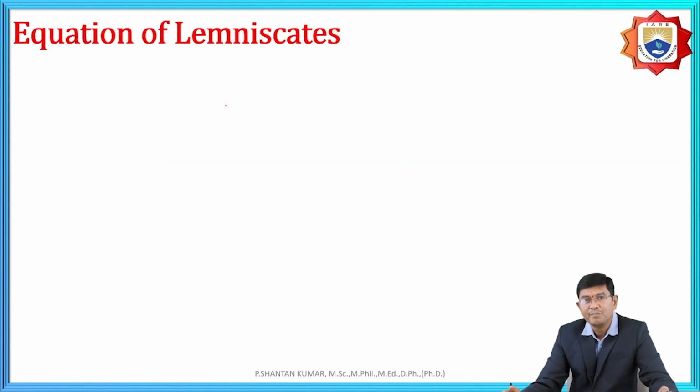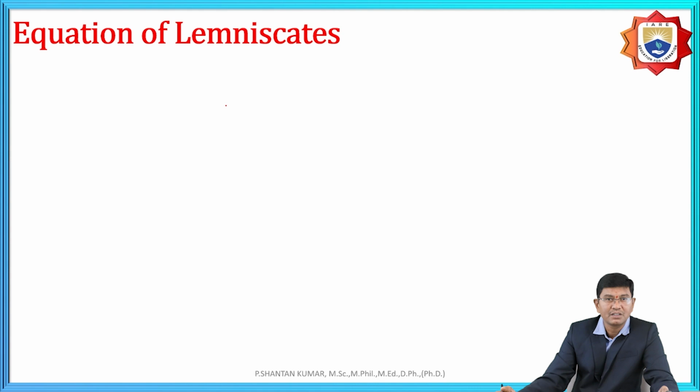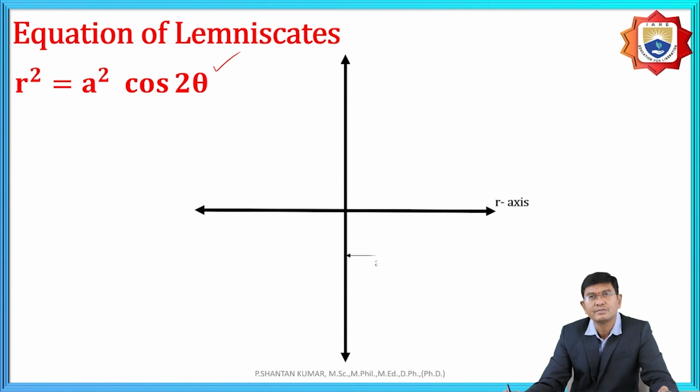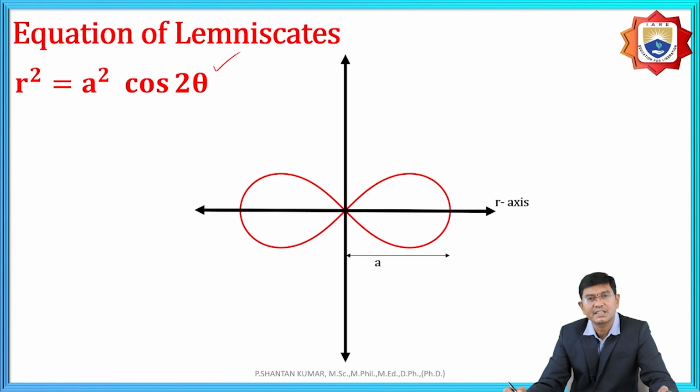And again, similarly, for example, the lemniscates. What is the meaning of the lemniscate, and what type of diagram should be obtained? For example, the equation r square is equal to a square into cos 2 theta. Here, this type of structure is called a lemniscate. And similarly, r square is equal to a square into sine 2 theta.